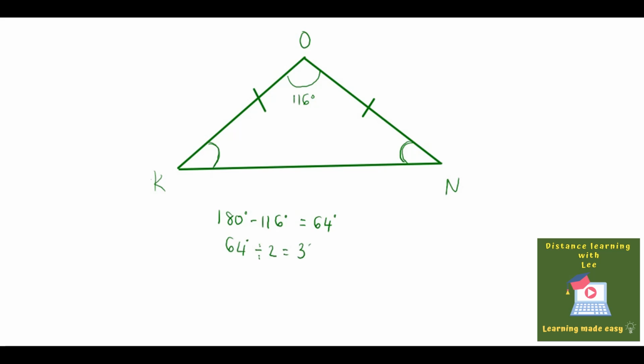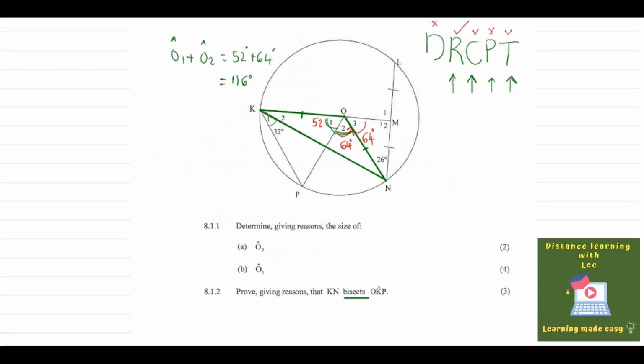So our K1 angle is equal to 32 degrees, okay? And our N is equal to 32 degrees. And if you check, 32 plus 32 plus 116 will give you 180. Okay, so the trick here is just seeing that the triangle OKN is an isosceles triangle, right?